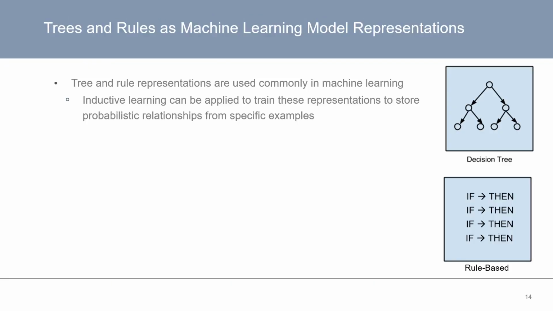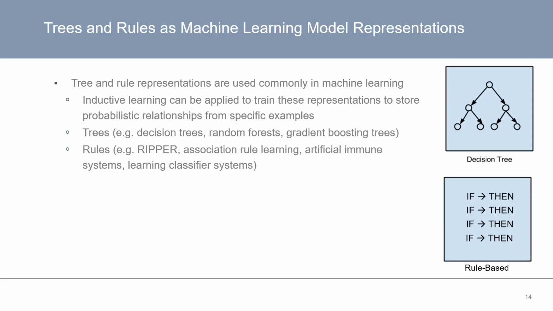Again, focusing on the primary topic of this lecture, tree and rule representations are commonly used in machine learning, where inductive learning can be applied to train these representations to store probabilistic relationships from specific examples. Algorithms that use tree representations include examples like decision trees, random forests, and gradient boosting trees. Algorithms that use rule representations include examples such as Ripper, association rule learning, artificial immune systems, and learning classifier systems.